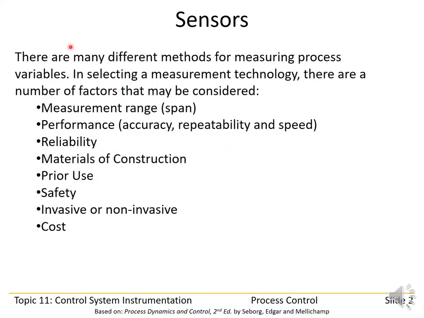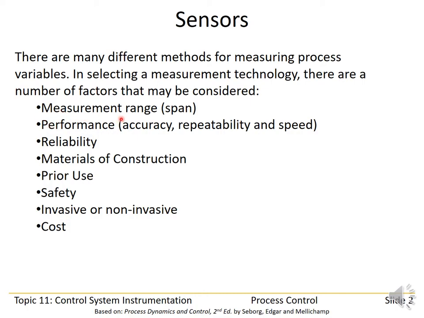The first thing in most control loops is a sensor, which makes a measurement of the variable that is going to be controlled. And there are many different technologies that are available for making most kinds of measurements, and control engineers are sometimes called upon to select an instrument for making a particular measurement. And there are a number of factors that can be considered, and some of them are listed here.